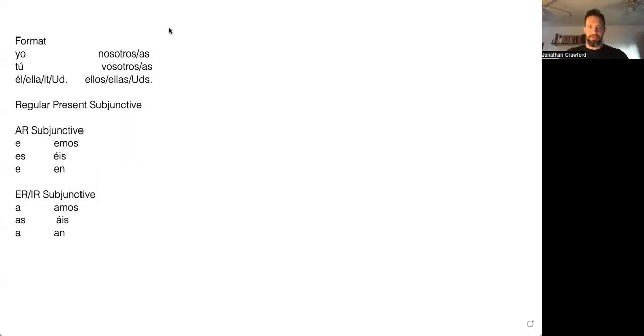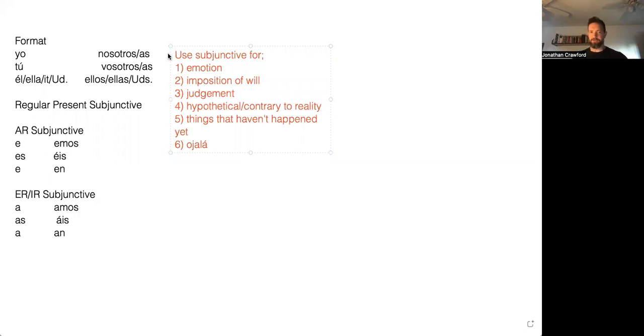So, but why do we use it? So why do we use the subjunctive? So let's go ahead and take a look at the subjunctive and why we use it. So we use the subjunctive for 6 reasons to be exact. No, and actually I'm kind of being facetious. There's more than 6 reasons to use the subjunctive. It depends on how you categorize it. I tend to categorize it this way.